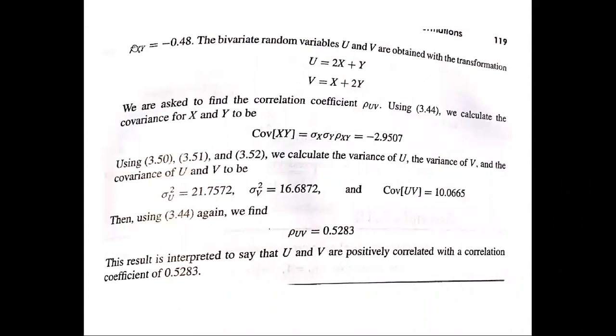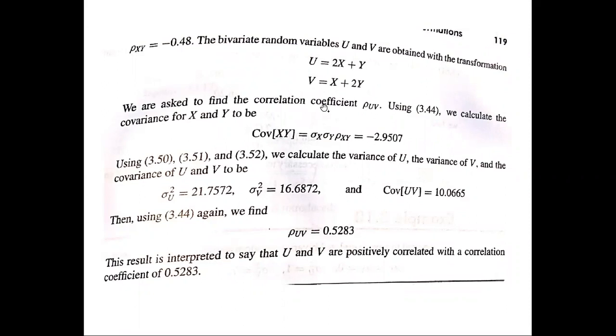So we are also given the correlation coefficient for x and y. That is the correlation coefficient rho xy equal to minus 0.48. This is a negative value. Rho xy is minus 0.48. So do not get confused between sigma and rho. Rho is the correlation coefficient, sigma squared is the variance, where sigma will be the standard deviation. Okay, so the bivariate random variables u and v are given with the transformation u is equal to 2x plus y and v is equal to x plus 2y. This is also given to us.